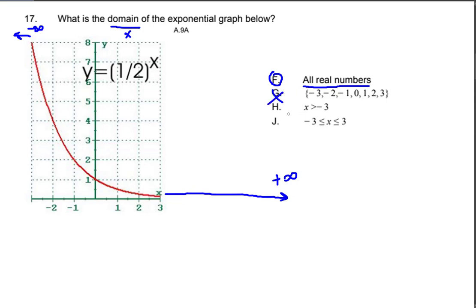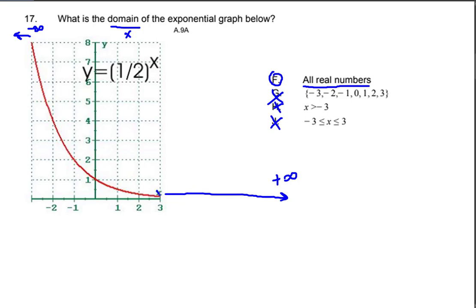So this one's out. This one's x is greater than -3. If x is going to be greater than -3, that means it would only be able to be x values past this, which means this line wouldn't even exist, right? So that's out. And this one's saying the domain is only from -3 to 3. And that's also out because it's an exponential graph and it's going to go on forever.